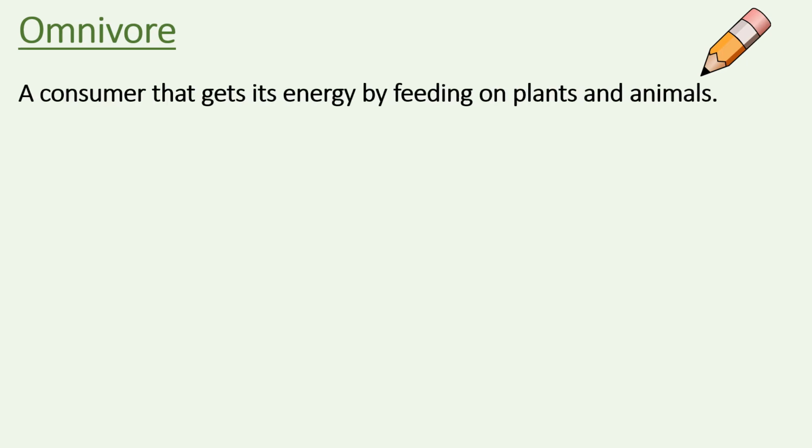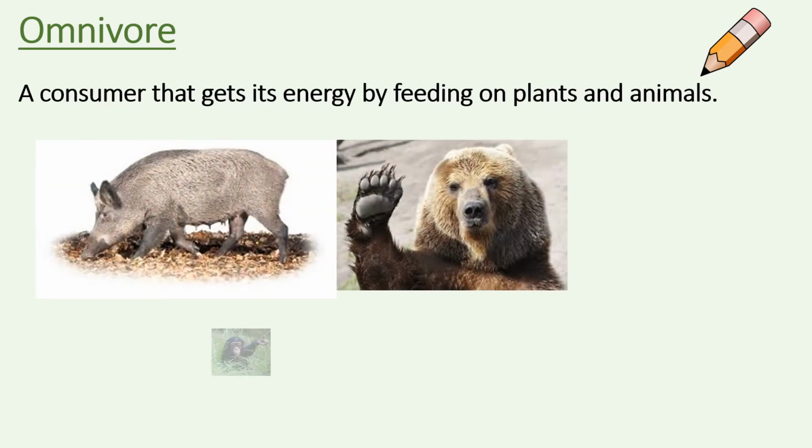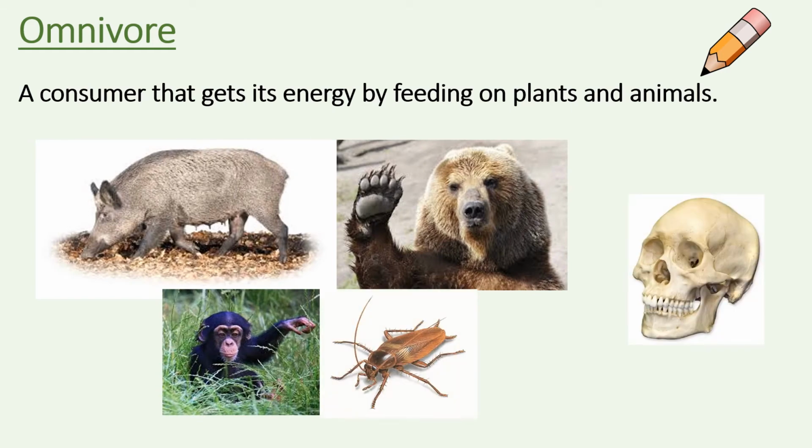Finally, let's look at the word omnivore. So pause the video and write down what you think an omnivore would eat. So the answer is that an omnivore is a consumer that gets its energy by feeding on both plants and animals. So it's not fussy. So that's like pigs, bears, humans, gorillas, etc.